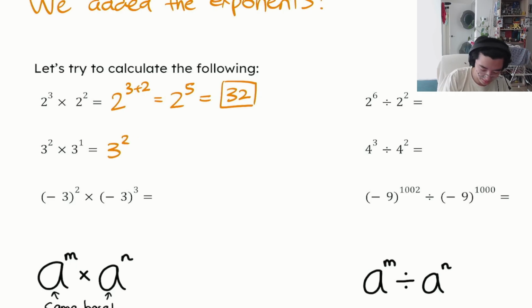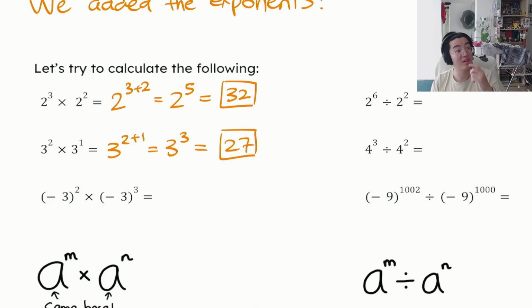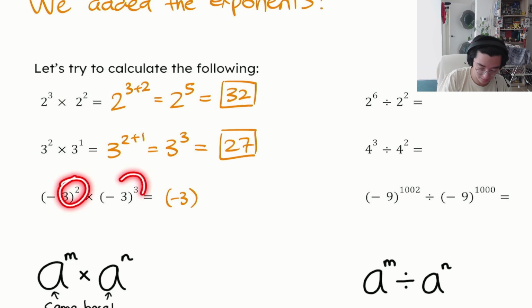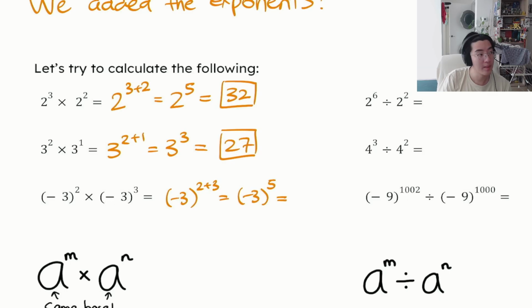Next, we got 3 to the power 2 times 3 to the power 1. We can just add it up to get 3 cubed, which is 27. It works for any number as long as the base is the same. Remember, the base is whatever big number is below the exponent. So right here, we got negative 3 to the power 2 and a 3. Add them up: negative 3 to the power 5, which is negative 243.